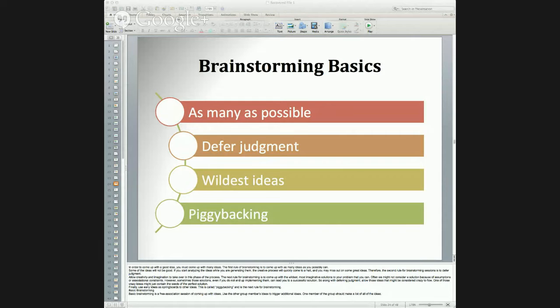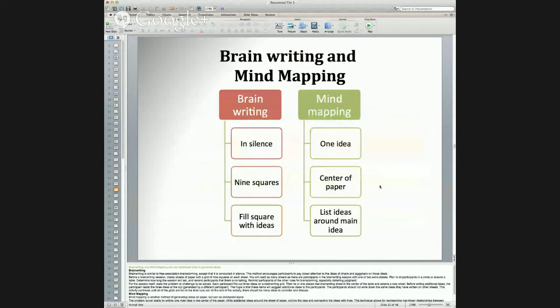Finally, use early ideas as springboards to other ideas. This is called piggybacking and is the next rule for brainstorming. Basic brainstorming is a free association session of coming up with ideas. Use the other group members' ideas, the other team, whatever it is that you are working with, to gather ideas. Use their ideas to trigger additional ideas.